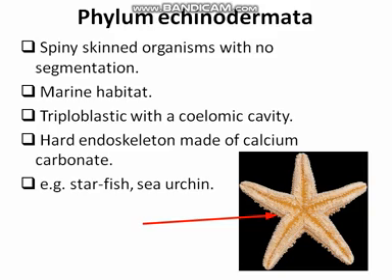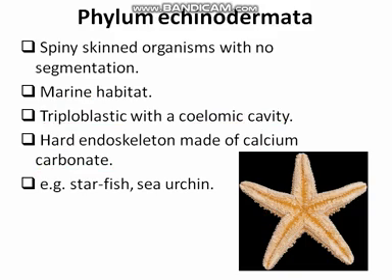Their habitat is also marine. They are triploblastic organisms with a coelomic cavity. When we talk about their endoskeleton, which is present inside the body, as compared to the exoskeleton, it's hard and made up of calcium carbonate. It includes starfish and sea urchin like organisms.